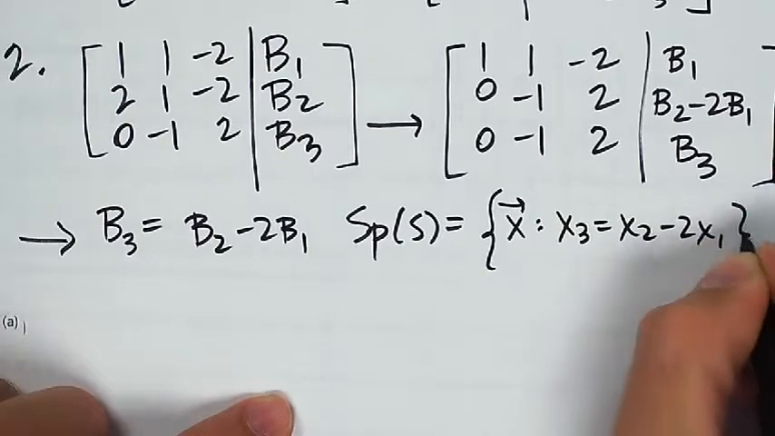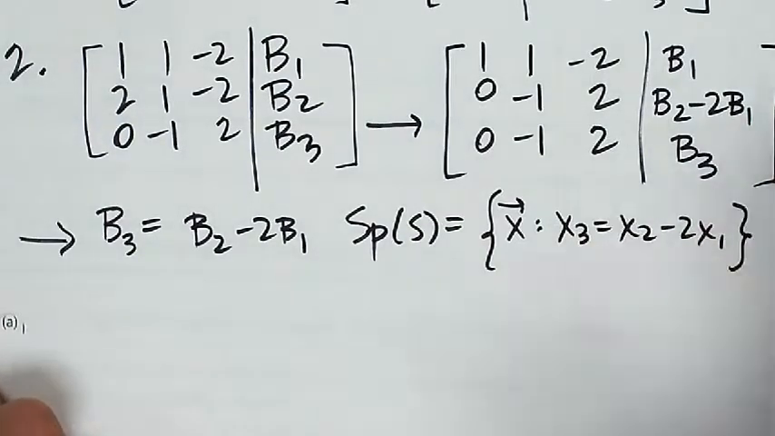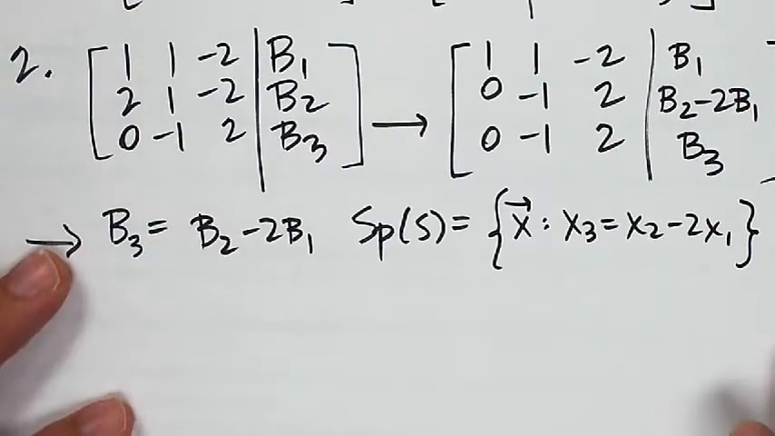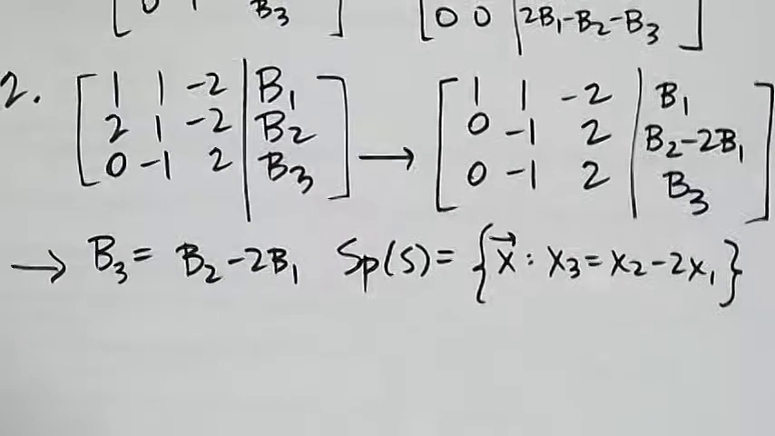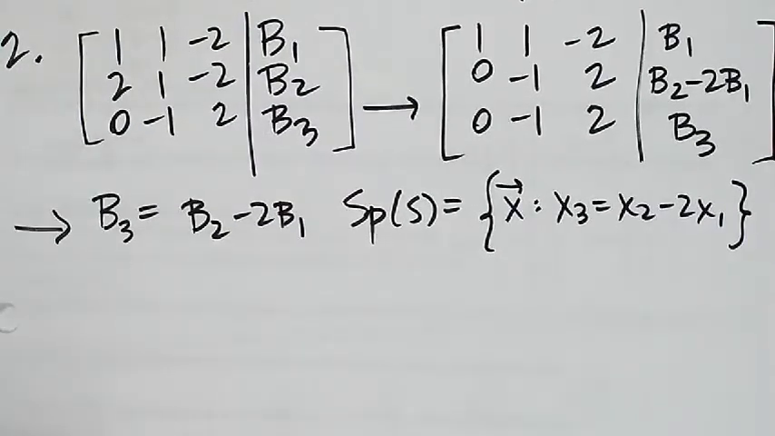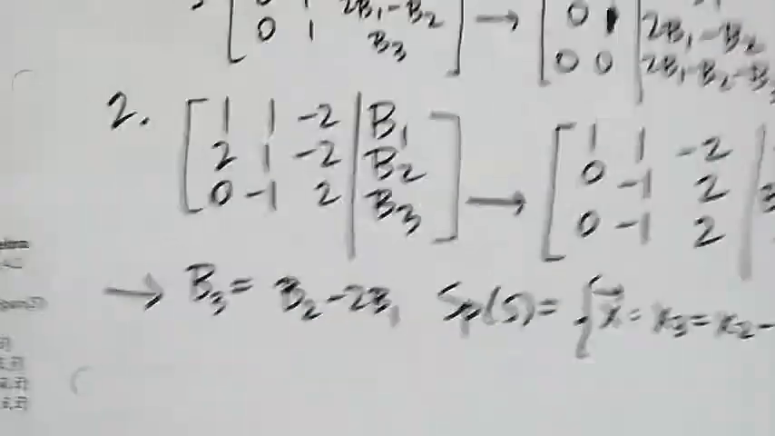But if you wanted to call the set of all b's so that b3 equals b2 minus 2b1, that's the exact same thing, right? Algebraically. It's kind of like, in calculus when we were integrating, the integral from 0 to 1 of x squared dx is the same as the integral from 0 to 1 of t squared dt. Doesn't really matter, right?